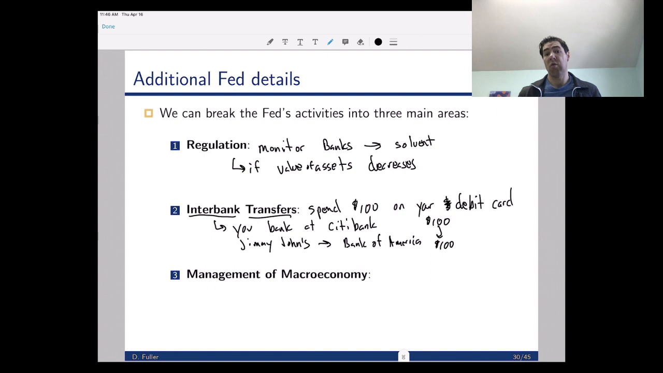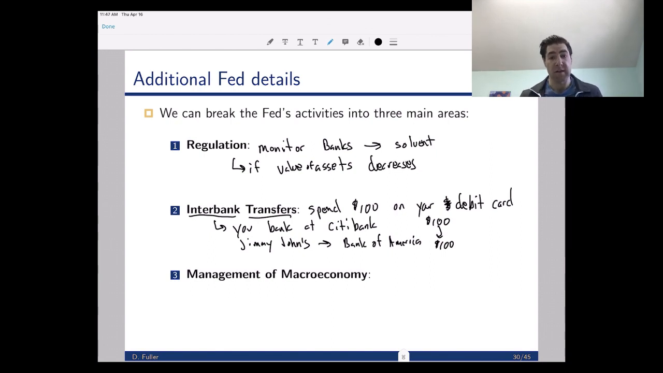So imagine if all of a sudden you couldn't use your debit card to make transactions. Engaging in commerce becomes significantly more difficult. So this is really a very important function that the Fed does, is to manage these interbank transfers. It's something that's overlooked, but it's a very important feature.